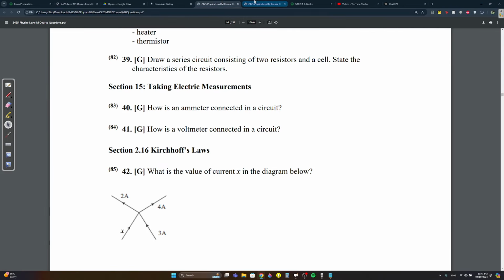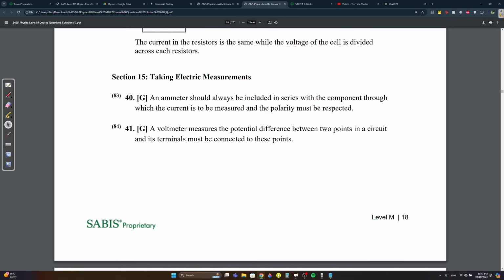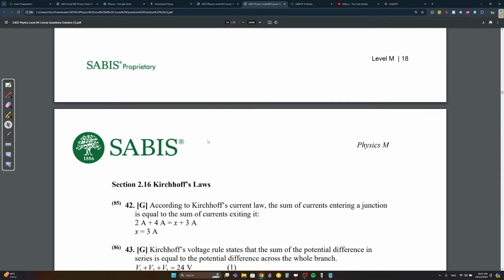Taking electric measurements. How is an ammeter connected? How is a voltmeter connected? An ammeter should always be included in series, and the polarity must be respected. It's very important that the polarity must be respected. A voltmeter measures the potential difference and its terminals must be connected in parallel, right?